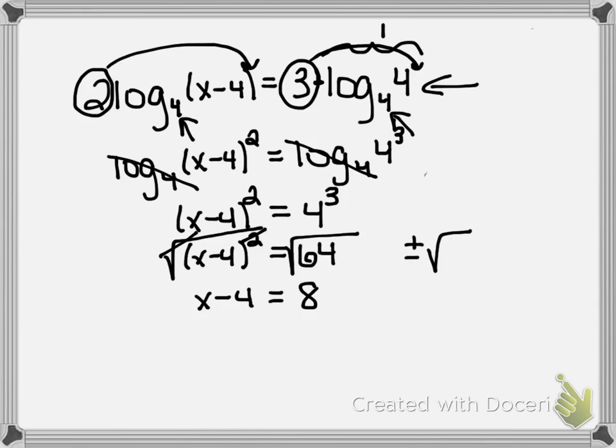And then your last step would be to add the 4, and so you would have x is equal to 12. Of course, x equals 12 does work in this original equation, because if I plugged the 12 in right there, I would have 12 minus 4, which would give me a positive 8 inside of that log, and so we know that it would work.